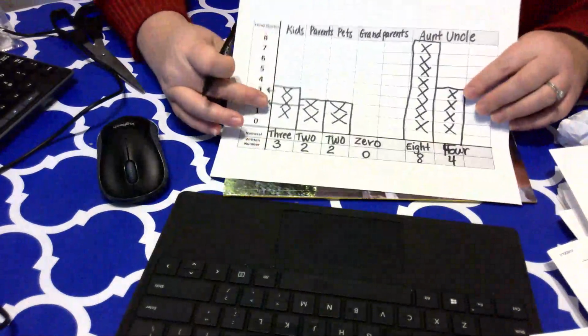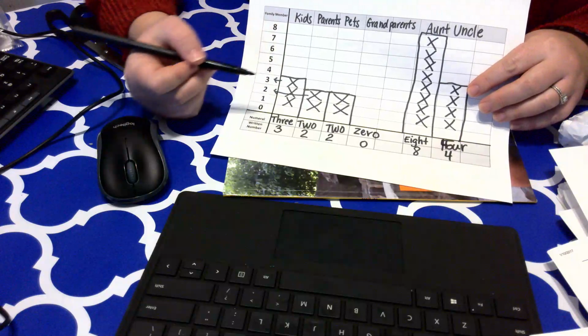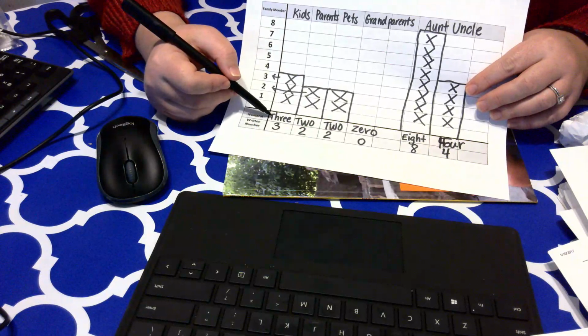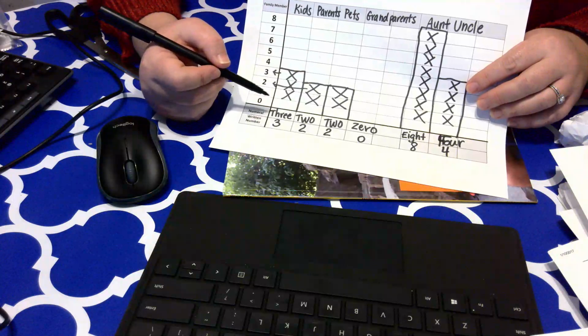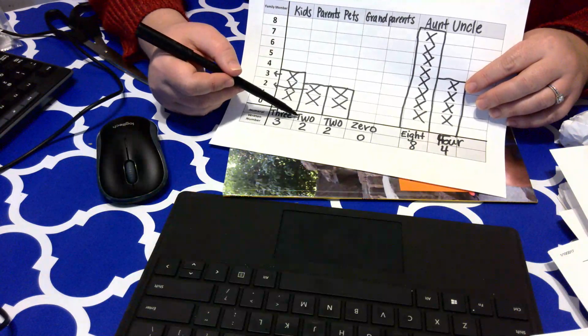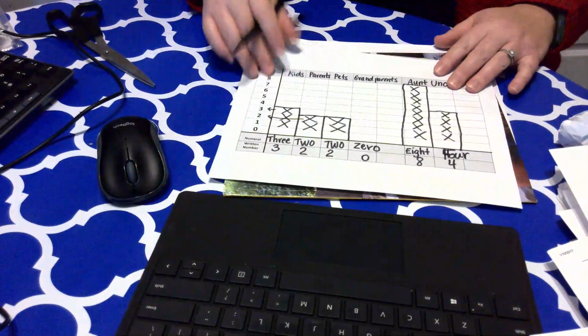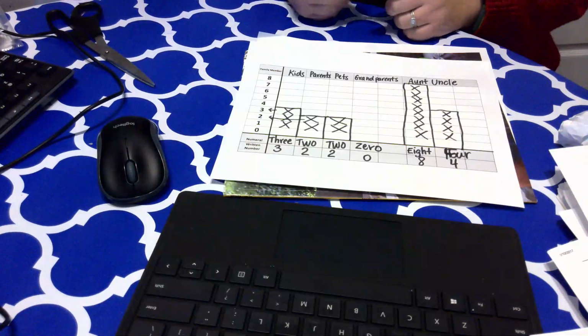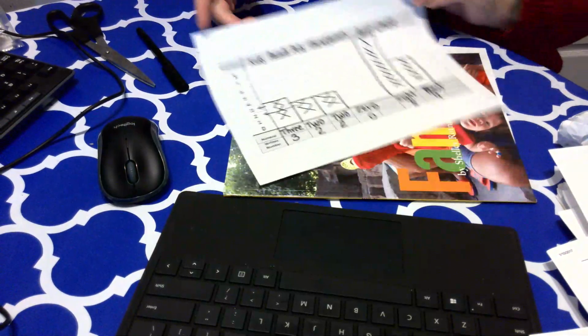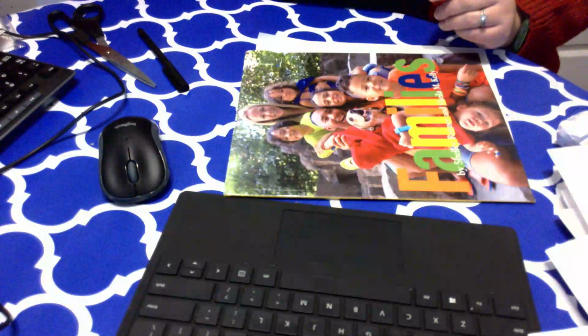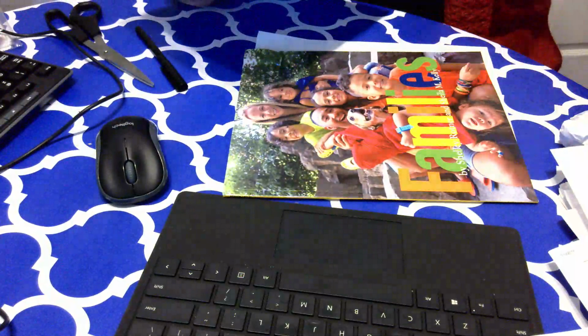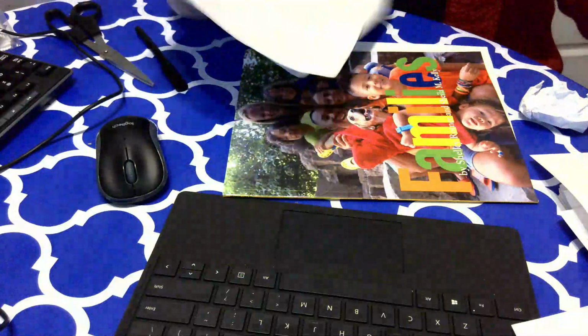So you need to count 1, 2, 3. I have 3, so I'm going to write the word 3 and the number 3. I have 2 in this one, so I'm going to write the word 2 and the number 2. So you can go ahead and count yours, and like I said, have an adult in your house help you with this one so you can practice your counting and your number writing.